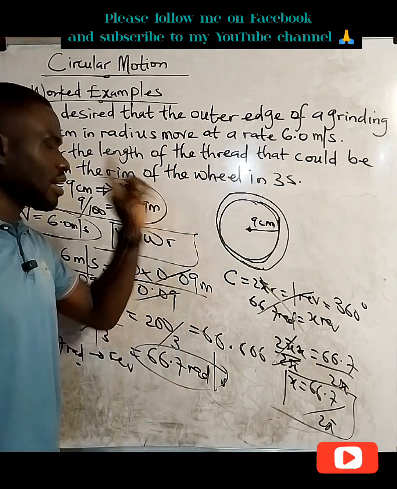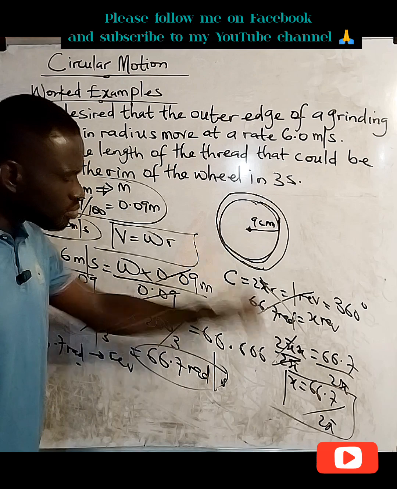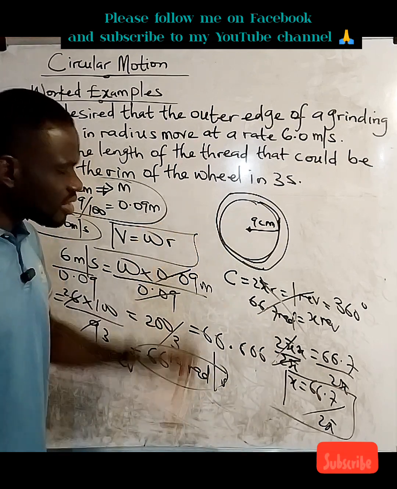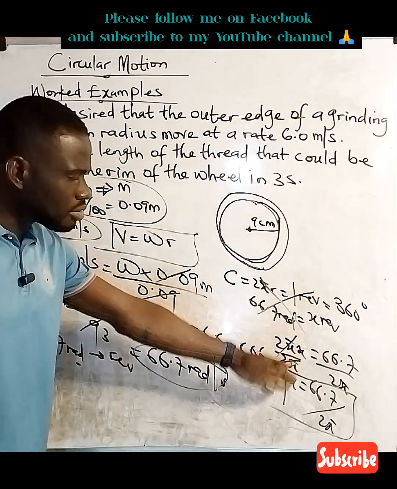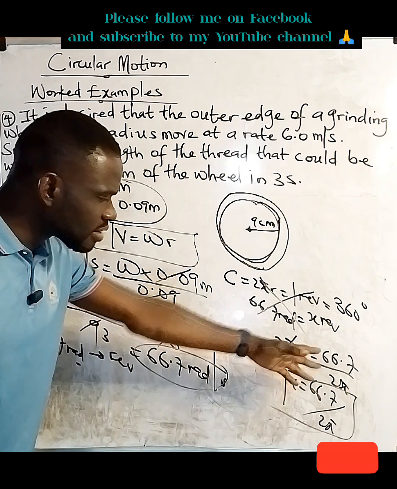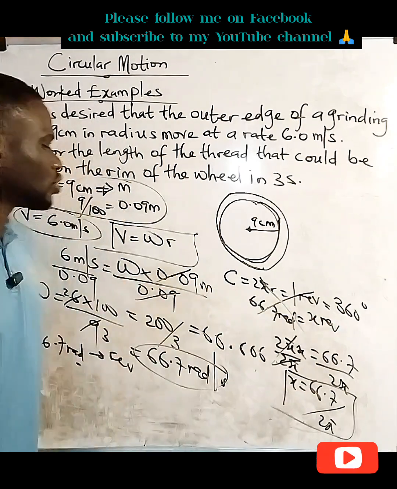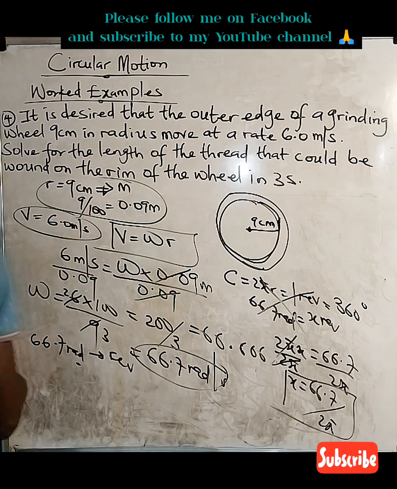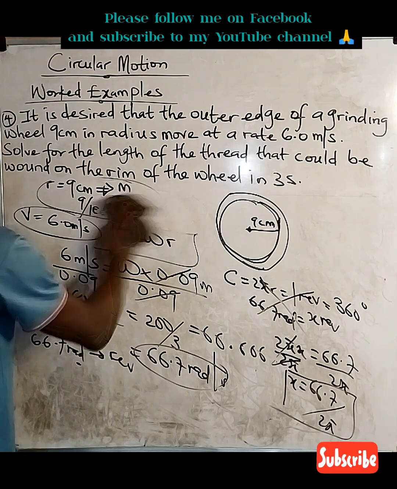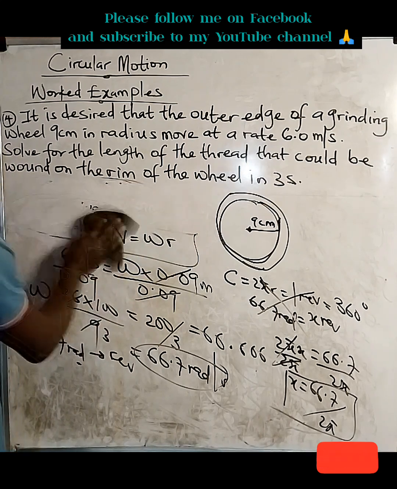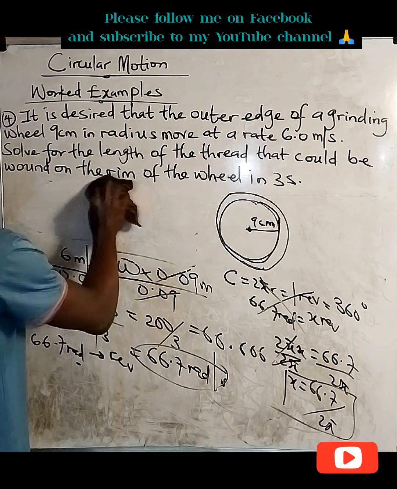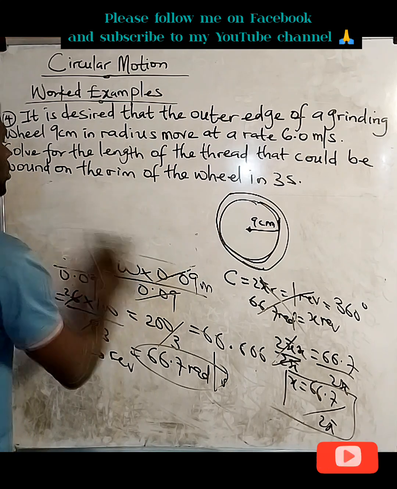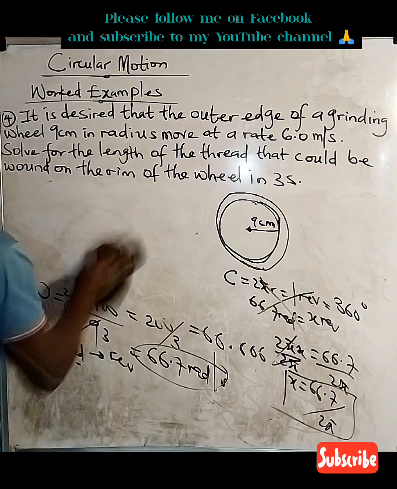So if 2 pi rad is equal to 1 revolution, 66.7 rad is how many revolutions? That's what we have right here. It's 66.7 divided by 2 pi revolutions. So we have the stuff already in revolution. So let's take off what we have right here, to keep on getting very close to the length of the thread that was wound around the very wheel. So let's see what we're going to do next.